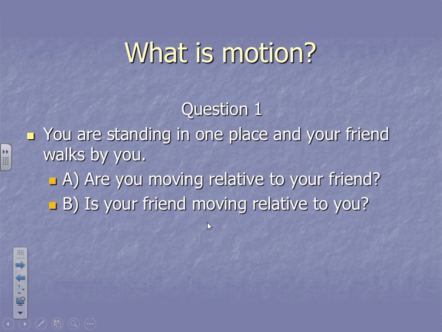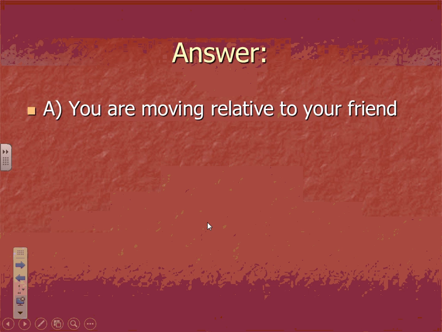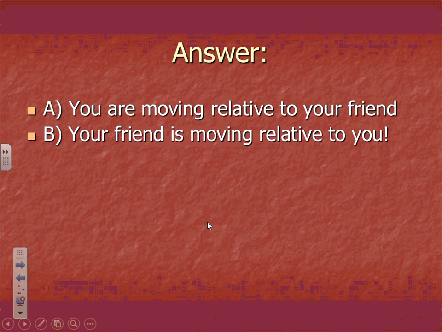Let's see how you guys did. Okay, let's answer the first one. Are you moving relative to your friend? You are. You are moving relative to your friend. And why is that? Well, we can look at it the same way. Your friend is also moving relative to you. How does that work? Okay, we'll get into that here in just a little bit. But why is that? Since you're standing still, why are you moving relative to your friend, and your friend is also moving relative to you? It's a very interesting question.